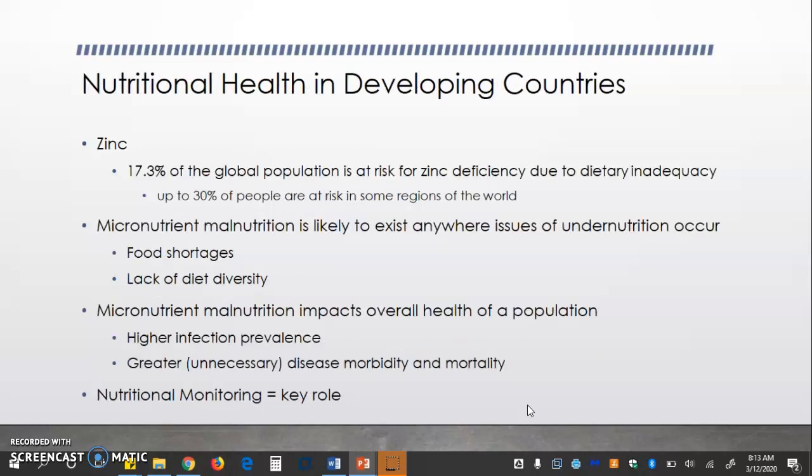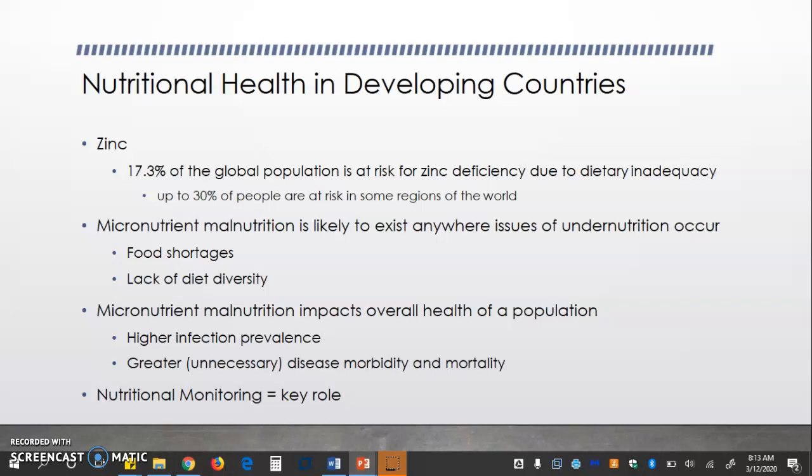Okay, so picking up where we left off here, we can see that there are food shortages and lack of diet diversity that lead to this undernutrition. And again, it can impact the overall health of a population because of greater infection prevalence, as well as greater unnecessary disease, morbidity, and mortality. Because remember, nutrition is the foundation for reducing susceptibility to many chronic and infectious diseases. And so with the proper nutrient balance in our body, we can overcome many things that we are exposed to.